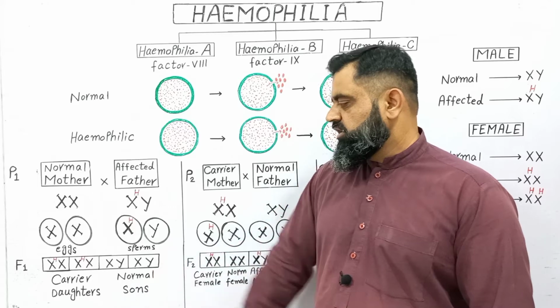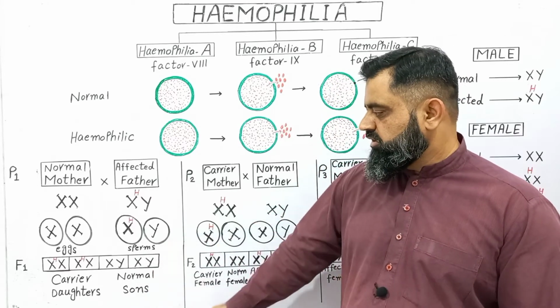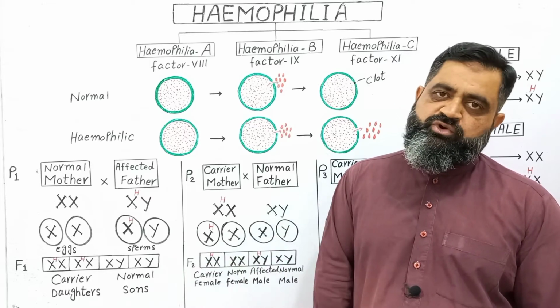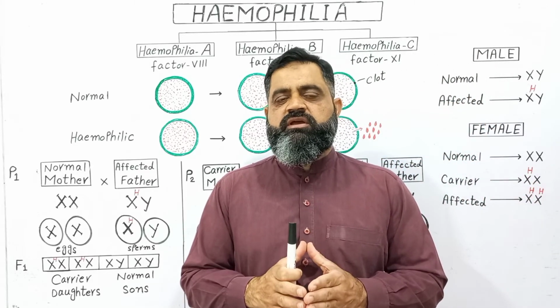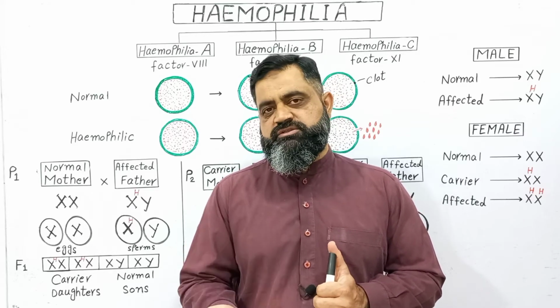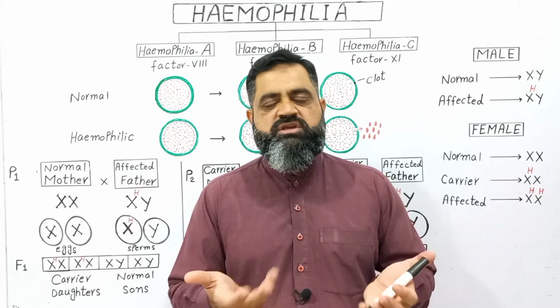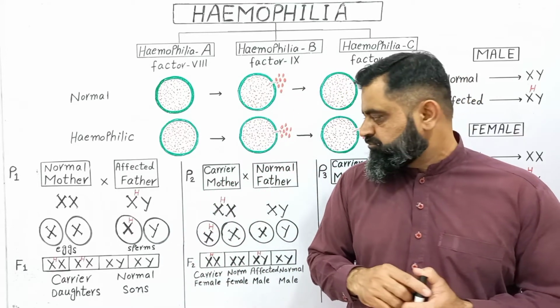If we look at the sons, son receives X chromosome from mother which is normal and Y chromosome from father which does not carry any hemophilic genes, so he is normal. In the same way, second son is also normal. So in this way, father, which is hemophilic, has transferred his hemophilic gene to his daughters, not to his sons, because the son does not inherit X chromosome from father.